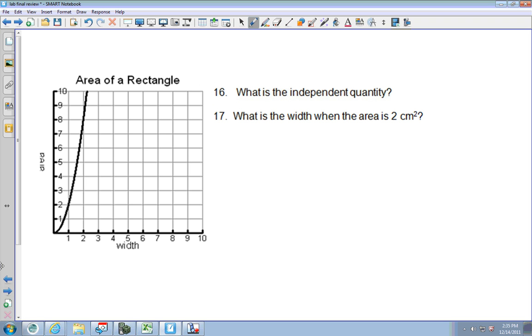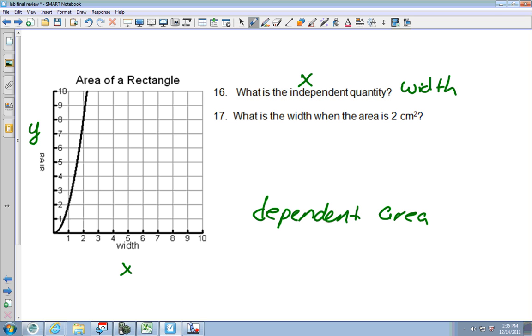Here's the next one. What is the independent quantity? You need to remember that the independent is x, and that goes right here. The dependent is y. Independent quantity would be width. The dependent, if we wanted to do that, would be area. Now, the next thing says, what is the width if the area is 2 centimeters? Go over to 2, and let's go down. The width would be 1 centimeter.